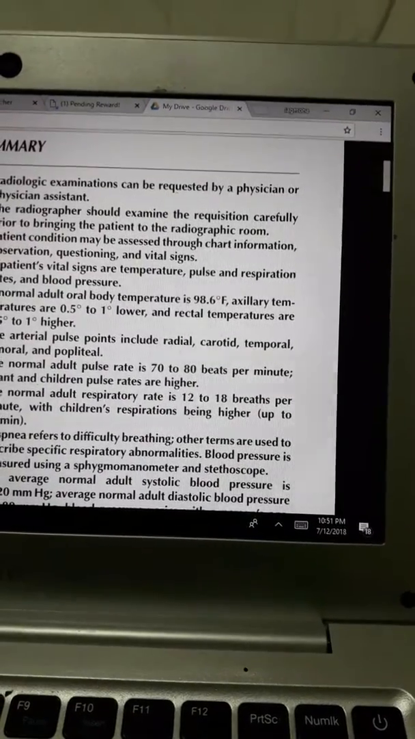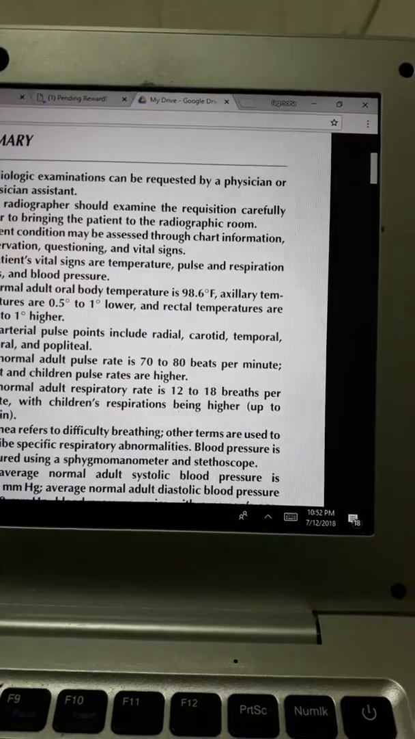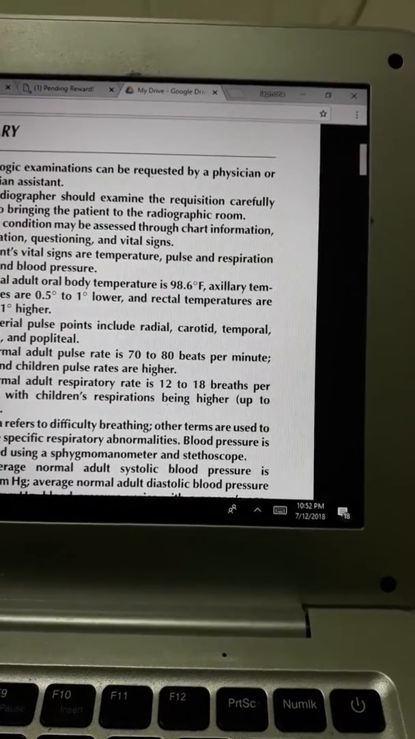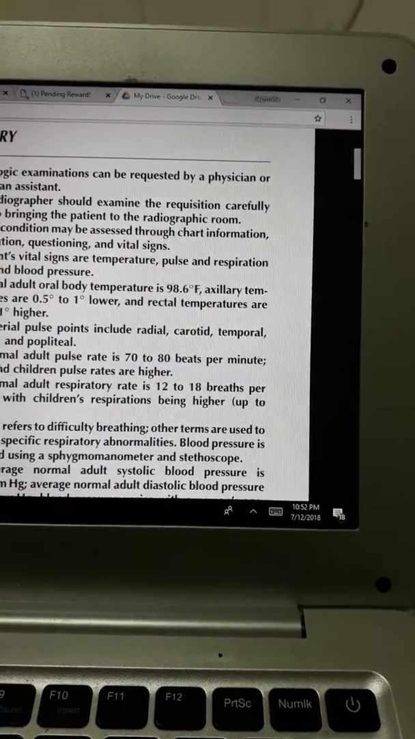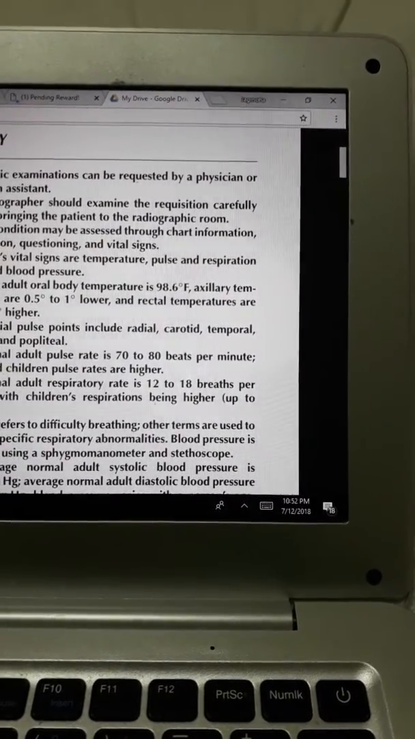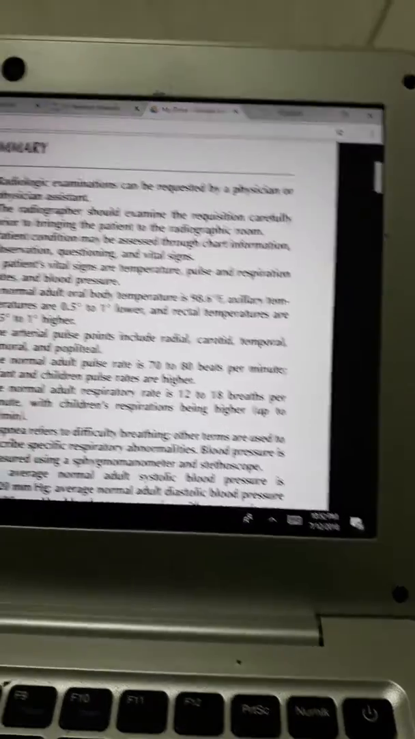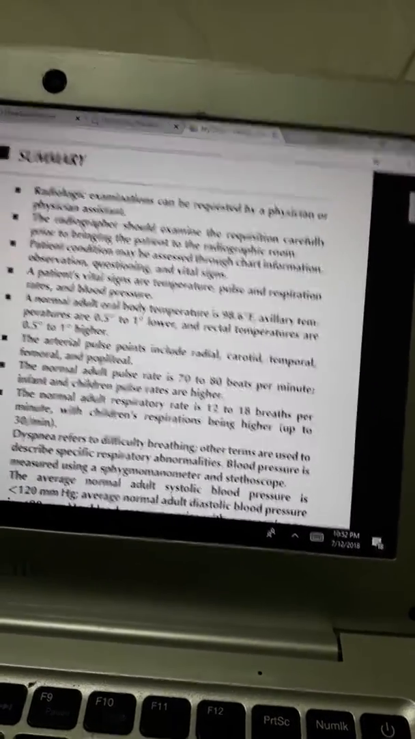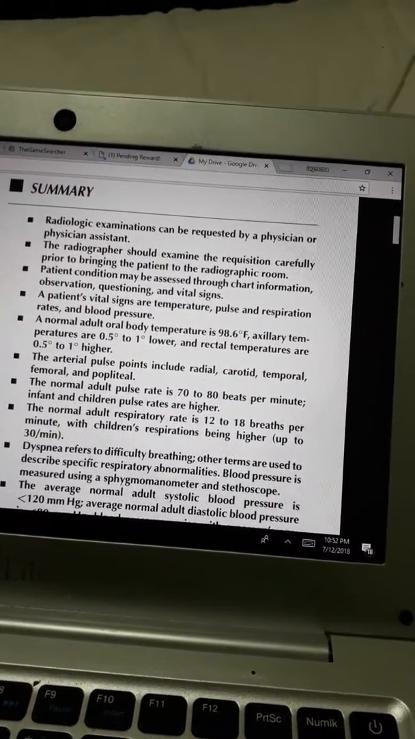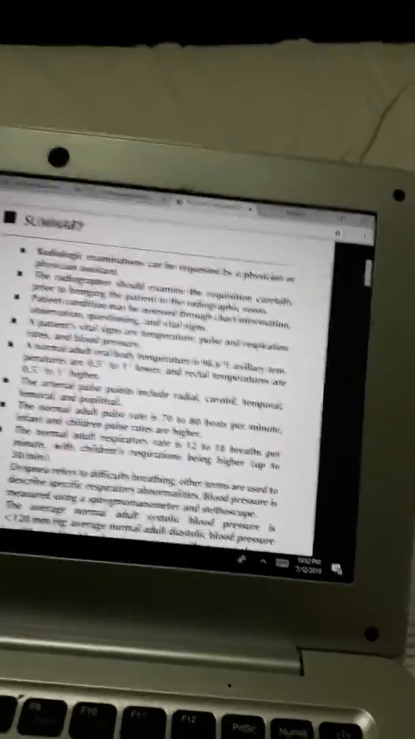A normal adult oral body temperature is 98.6 Fahrenheit. Axillary temperature is 0.5 to 1 degree lower and rectal temperature 0.5 to 1 degree higher. The arterial pulse points include the radial, carotid, temporal, femoral, and popliteal. The normal adult pulse rate is 70 to 80 per minute. Infant and children pulse rates are higher.